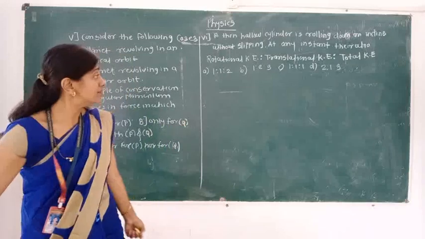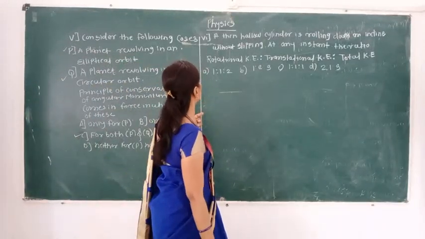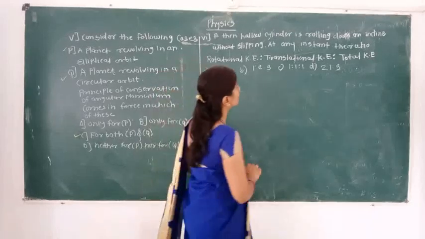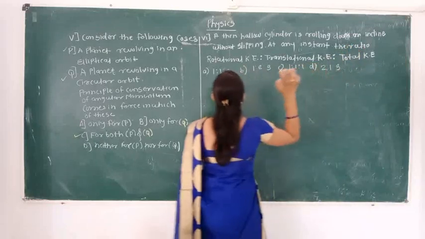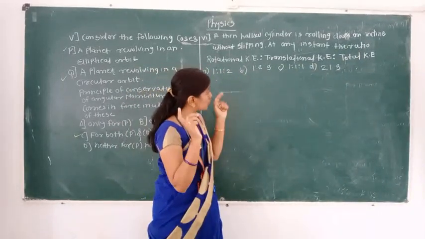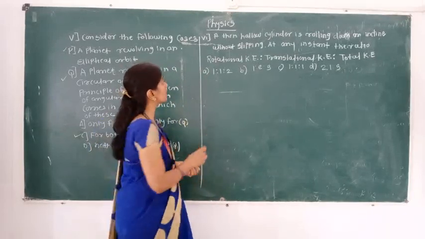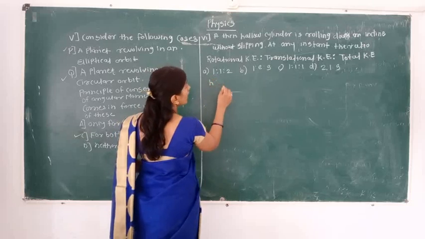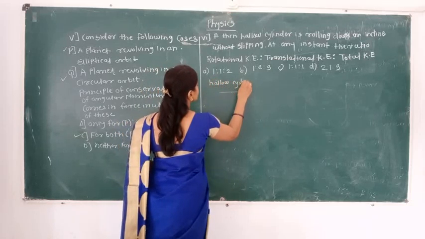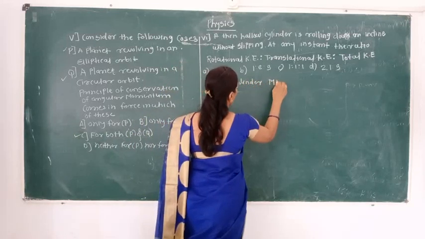See, a thin hollow cylinder is rolling down an inclined plane without slipping. At any instant, find the ratio of rotational kinetic energy to translational kinetic energy to total kinetic energy. Here a hollow cylinder is given. We know the moment of inertia of that cylinder is m r square.